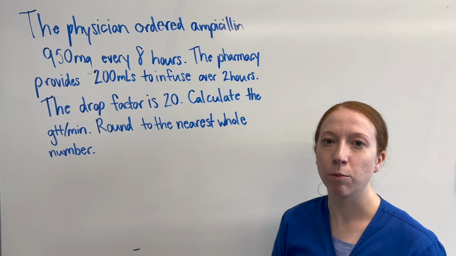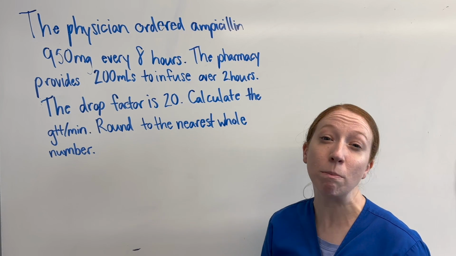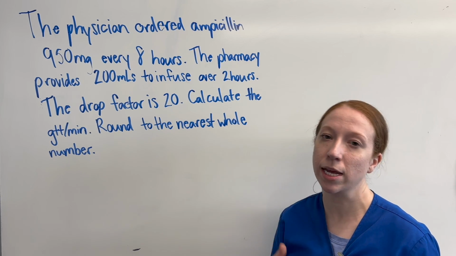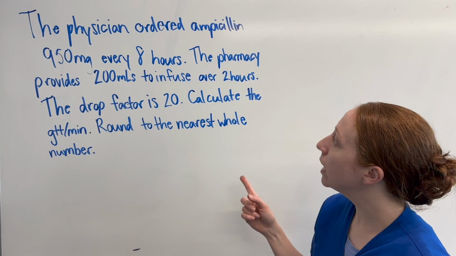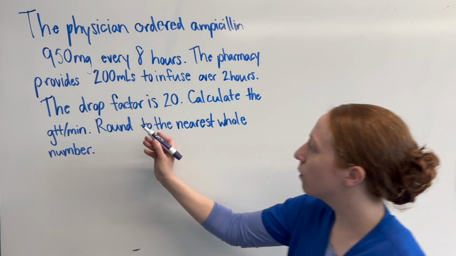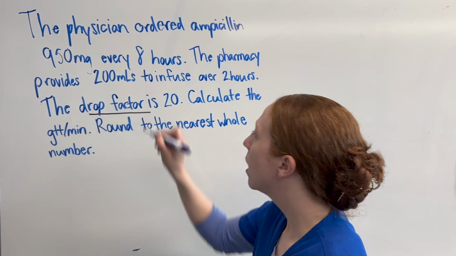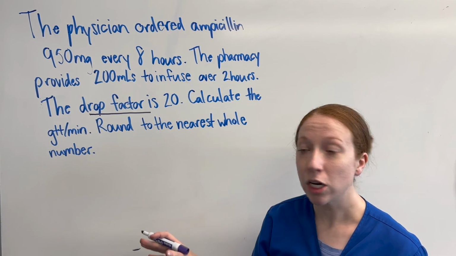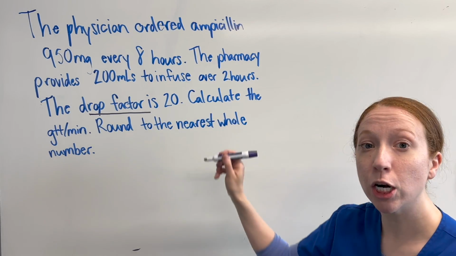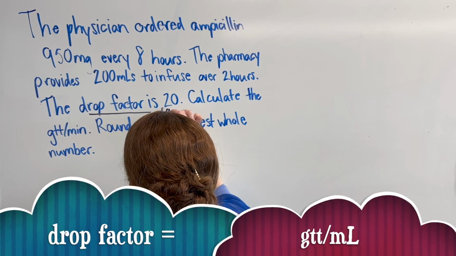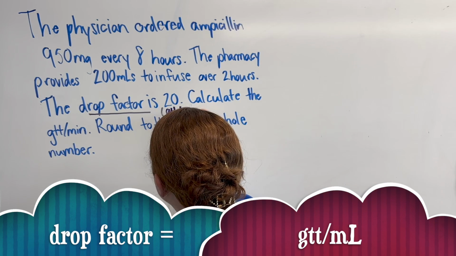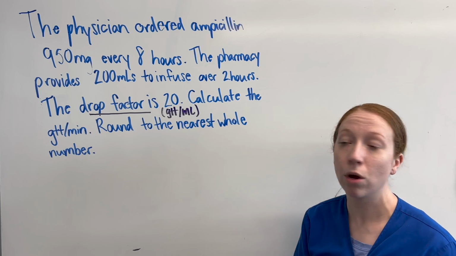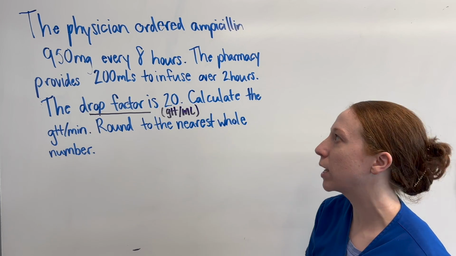Before we start, I want to point out the 3 most common things that are missed with drops per minute questions. These are things that tend to throw off students so they end up getting the wrong answer. One is that sometimes we use this phrase drop factor. You just have to know that whenever they give you a number that's a drop factor, that means drops per 1 ml. So in this case, there is 20 drops in 1 ml of fluid. Okay, so that's just something you have to know, and sometimes that'll throw off students and get a wrong answer.